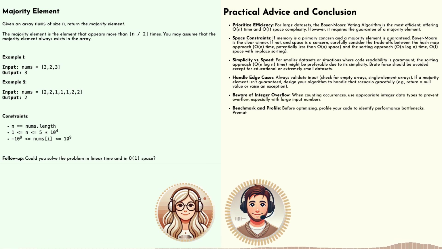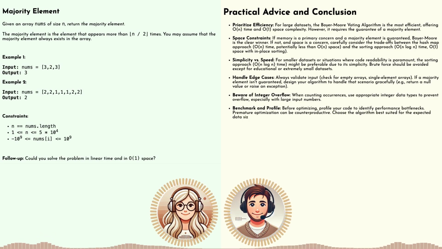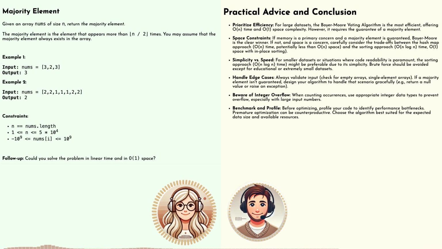I see. It's like it has a head start. In a marathon, where the majority element has a head start, and it can't be overtaken, even if it slows down occasionally, even if it hits a rough patch. That's pretty ingenious. It's a pretty neat algorithm.